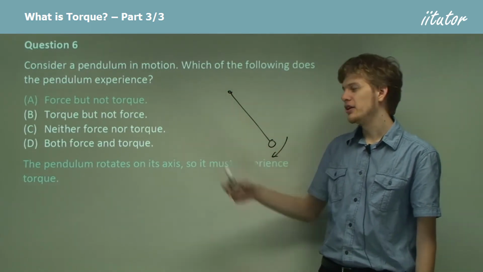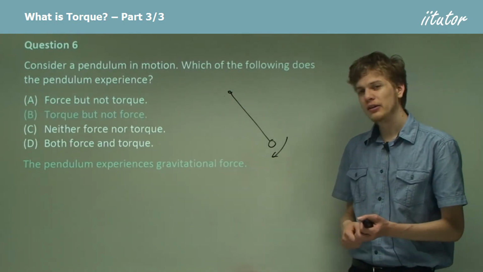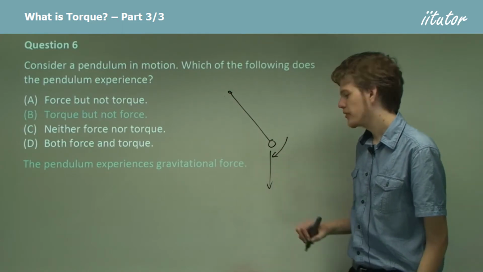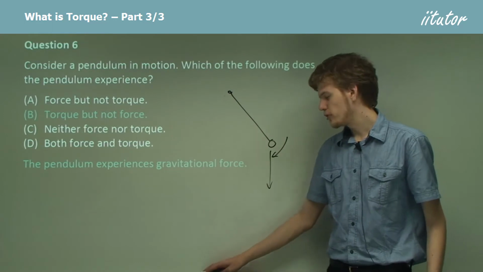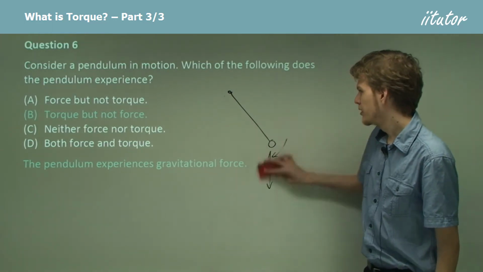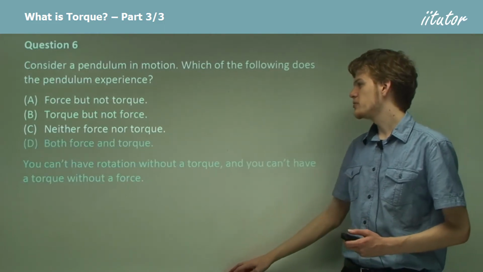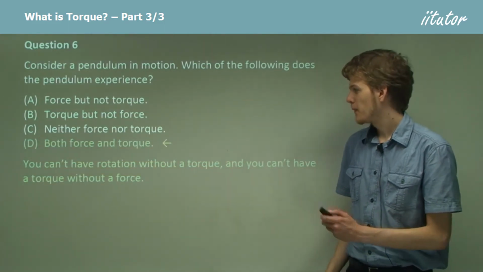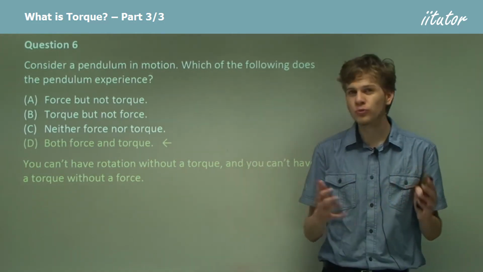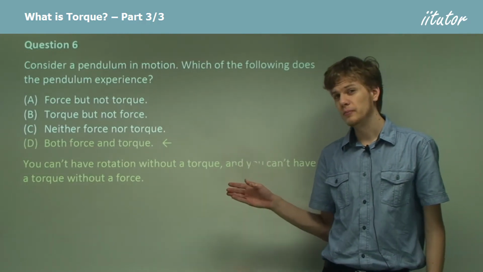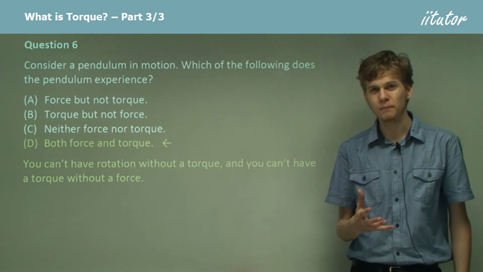Is it part B then? It experiences torque but no force. Well, that's problematic as well, because remember, the pendulum experiences a gravitational force. And without the gravitational force, there's no torque that will cause it to swing back and forth, right? So it can't be B. So it must experience both force and torque, because you can't have rotation without a torque, and you can't have a torque without a force. So in the case of a pendulum, the force that causes the torque is the gravitational force acting on the pendulum.